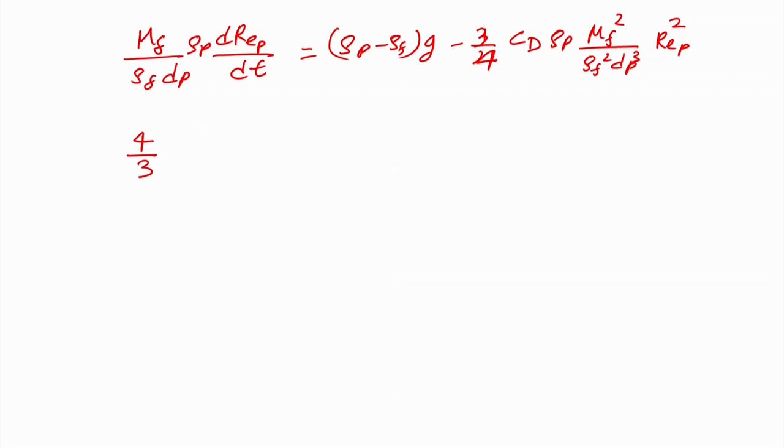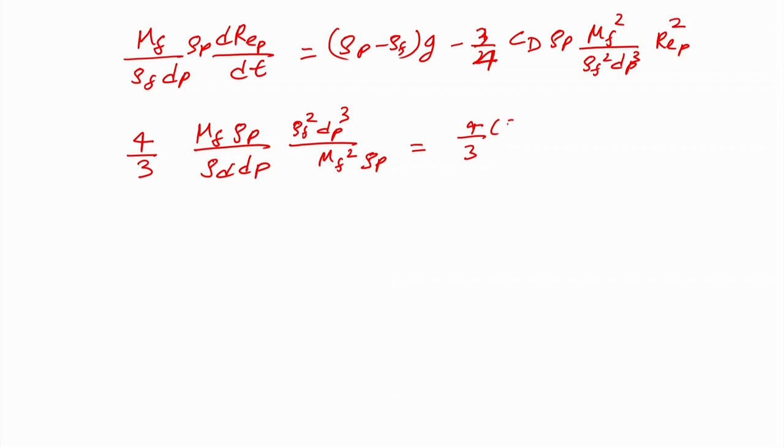Now, if you divide by the rho p here, it will be cancelled out. So, this I will write as it is, mu f rho p upon rho f dp. Okay, now, I am dividing by this term. So, 4 by 3, it will be rho f square dp cube upon mu f square, okay, upon rho p. This will be equal to again here 4 by 3 rho p minus rho f, okay, into g upon this will be rho p into mu f square into rho f into dp cube, okay. This will be minus CD into Rep square. So, that is what we are going to get.